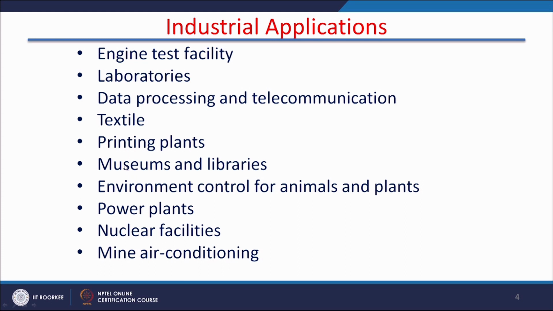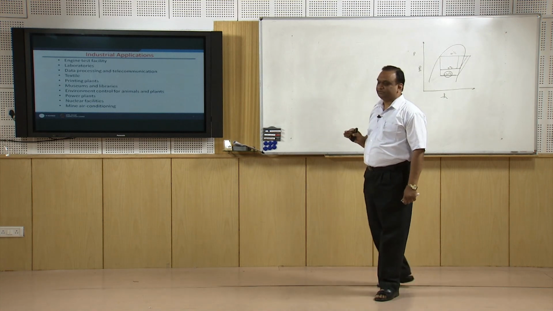A special kind of air conditioning is required in some industries. For example, in museums and libraries, the airflow should not be very high, and fresh air has to be maintained inside the museums. There is also environment control for animals and plants, power plants, nuclear facilities, and even in mines air conditioning is done, and there are many more hundreds and thousands of applications.